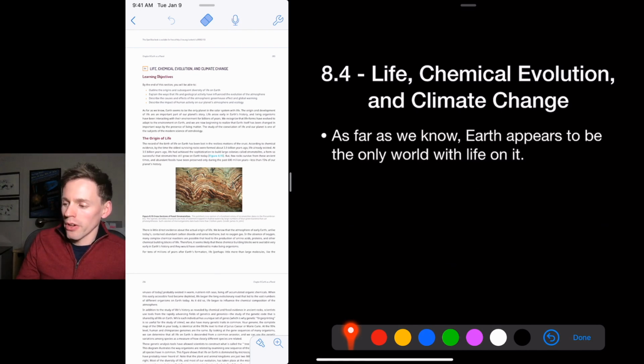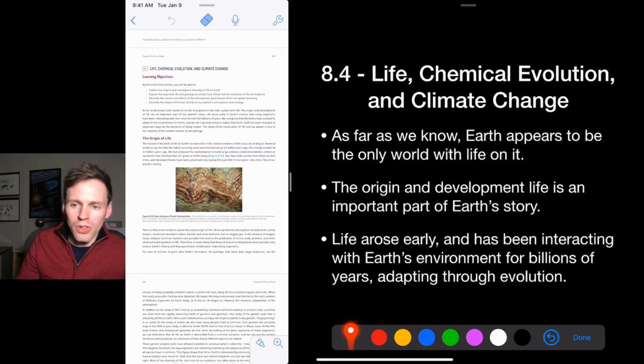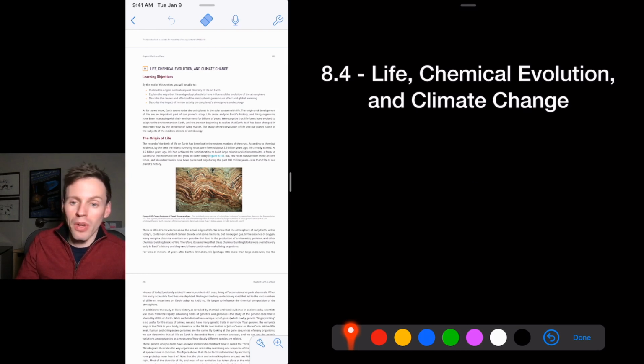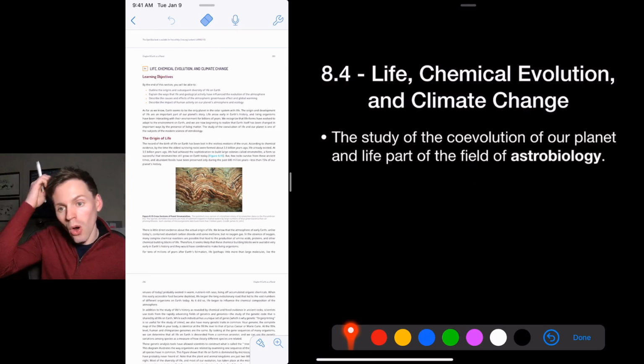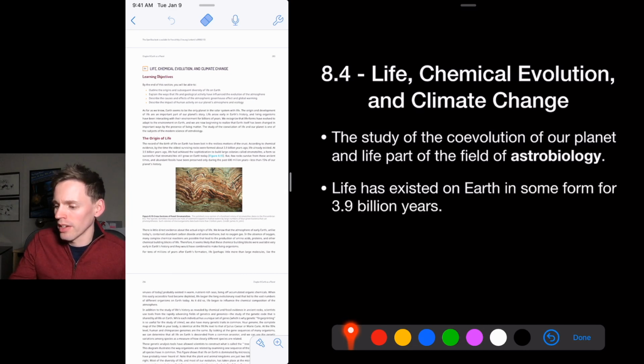As far as we know, Earth appears to be the only world with life on it. The origin and development of life is an important part of Earth's story, and life arose early and has been interacting with Earth's environment for billions of years, adapting through evolution. The study of the coevolution of our planet and life together is a part of the field called astrobiology, which tries to understand the relationship between life and the rest of stuff.